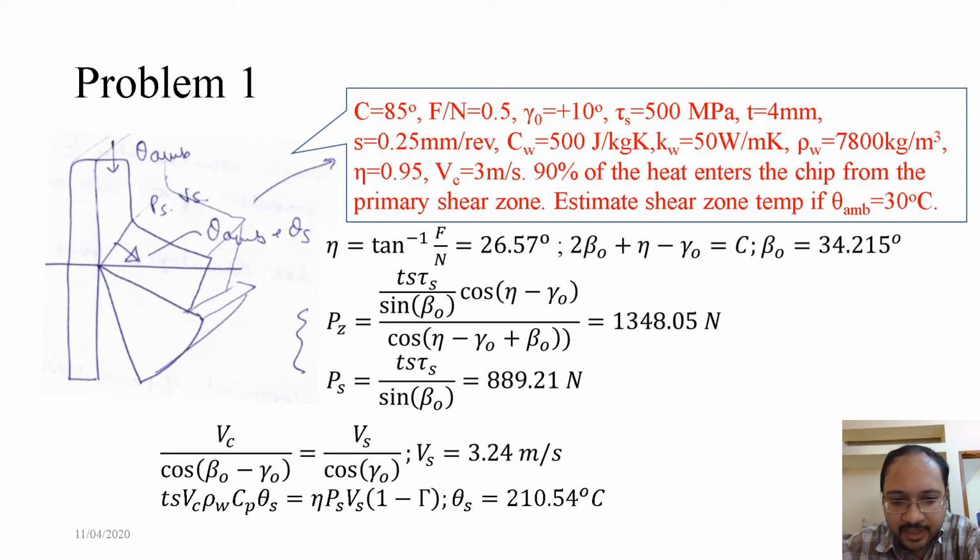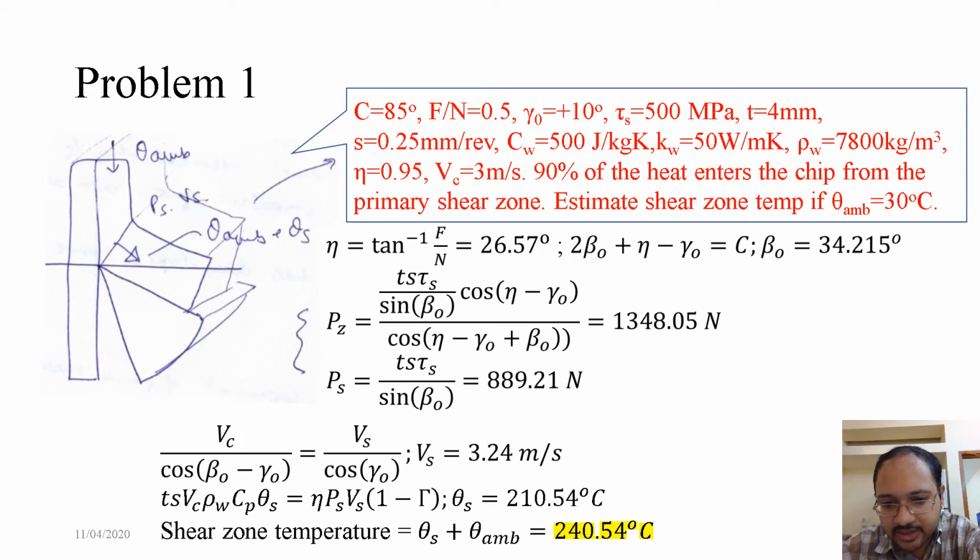So if we use the heat balance equation, which we have already derived, we get theta s, which is the only unknown here. So theta s equals 210.54 degrees Celsius. To find the total shear zone temperature, we need to add the ambient temperature. That gives 240.54 degrees Celsius. So our question was originally what is the shear zone temperature? The shear zone temperature at an ambient of 30 degrees Celsius is 240.54 degrees Celsius.